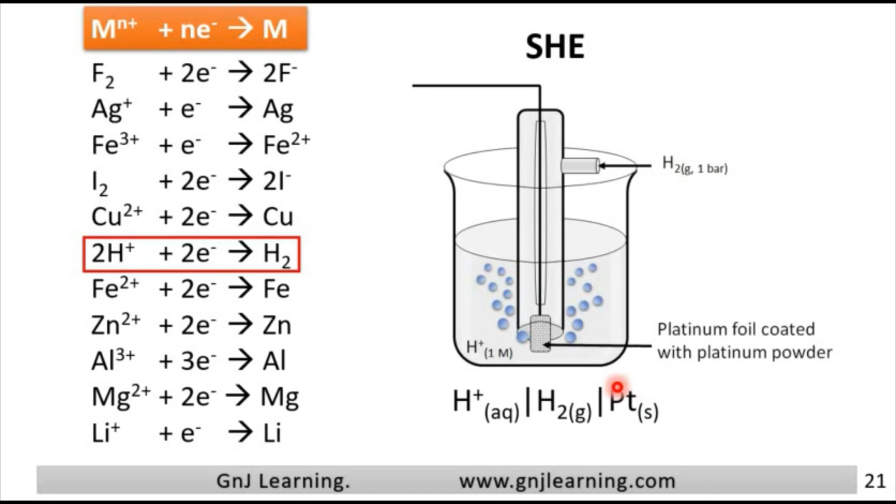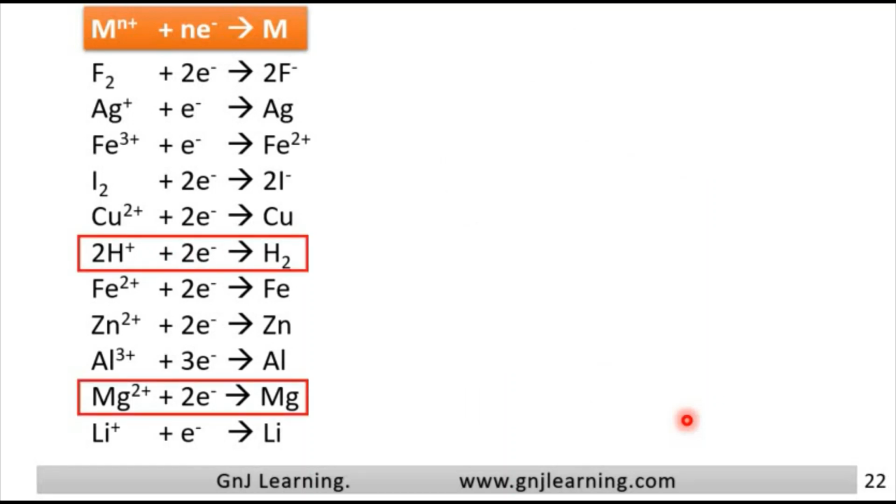So let's see how we can represent such a notation inside a cell. I am considering a cell which has two half cells, that are highlighted here, the standard hydrogen electrode and the magnesium electrode.